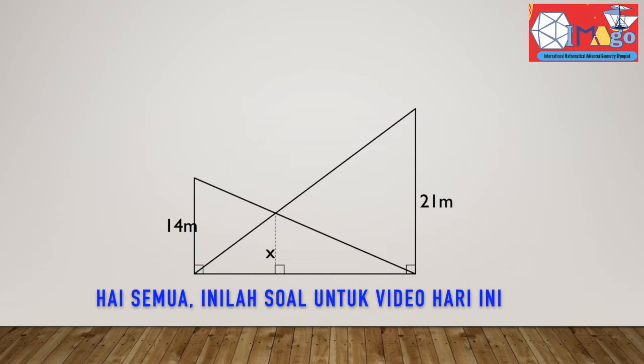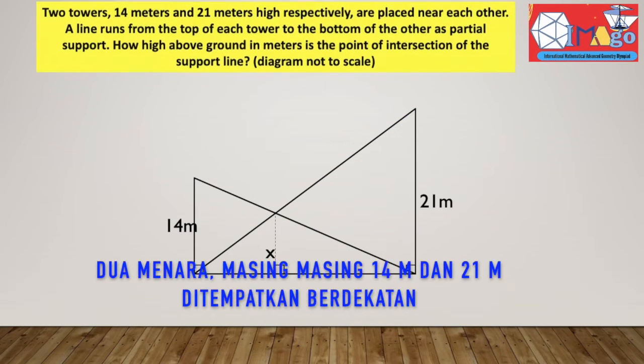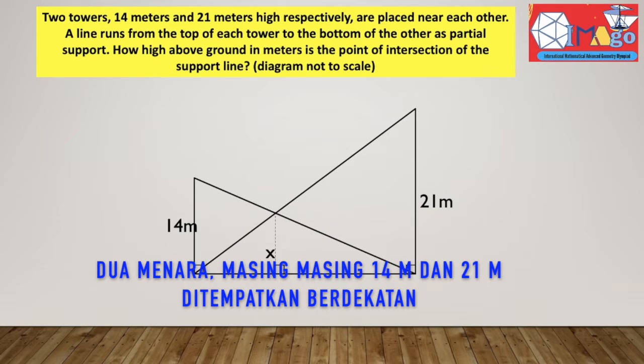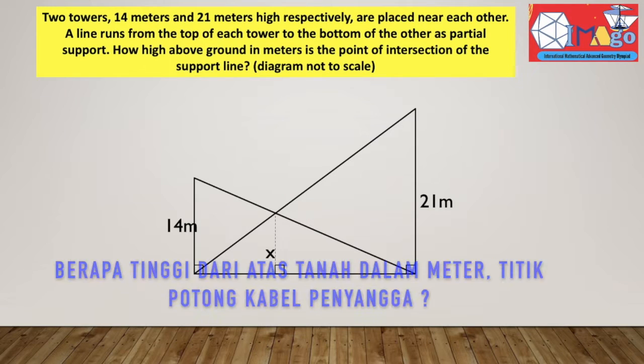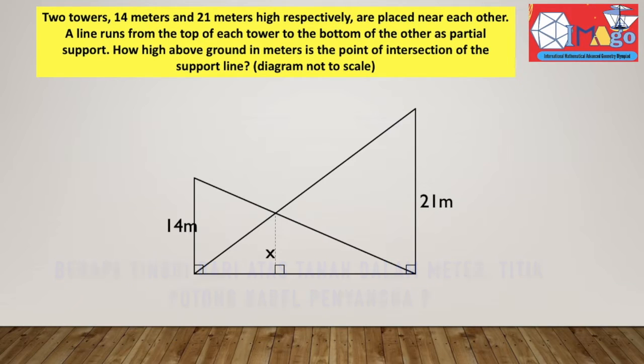Hey everyone, here is the question for this video. Two towers, 14 meters and 21 meters height respectively, are placed near each other. A line runs from the top of each tower to the bottom of the other as partial support. How high above the ground in meters is the point of intersection of the support line?